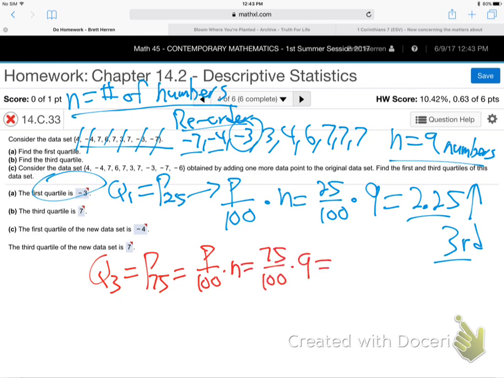N is 9. What is that? 27/4. It's 6.75. And round it up to 7. But it's not 7, it's 7th. Remember, that's a pointer. It's saying go grab the 7th number. That'll be 75% of the way through the data set.